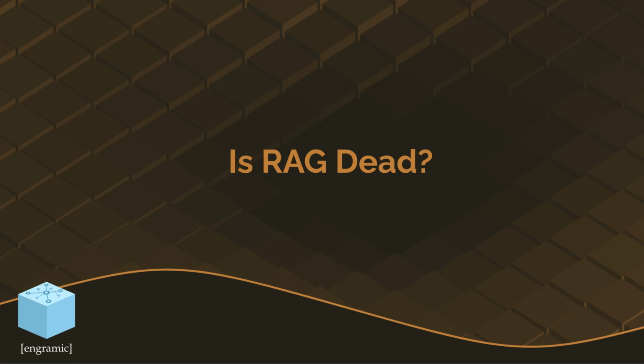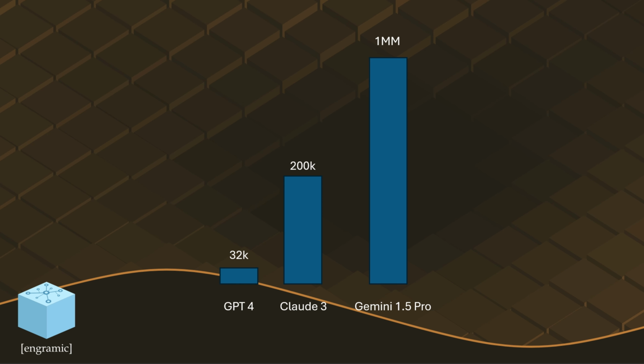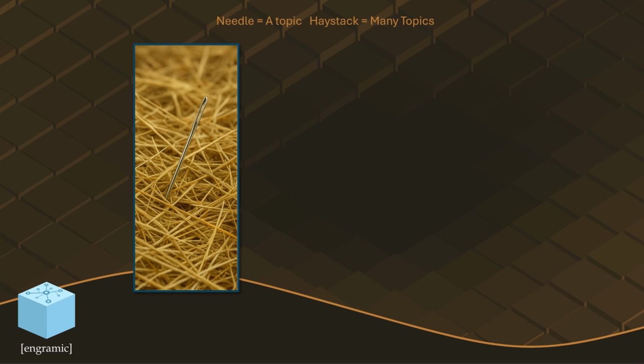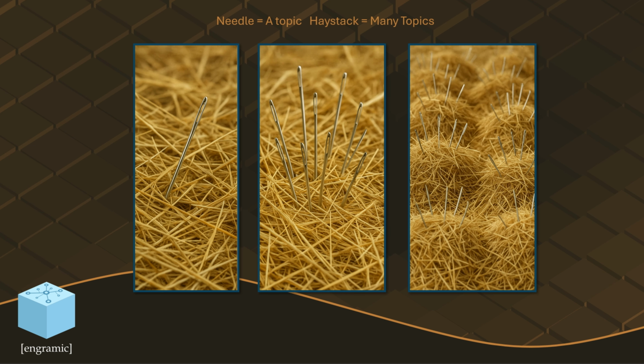Is RAG dead? Based on all the posts, you might think so. The biggest argument is that larger context window is killing RAG, and while that might be true for needle in a haystack, what about when you have a lot of needles? Or a lot of haystacks with a lot of needles? Stay with me here as we dive into the eval I'm working on called 30 by 30, the proof that RAG isn't dead.